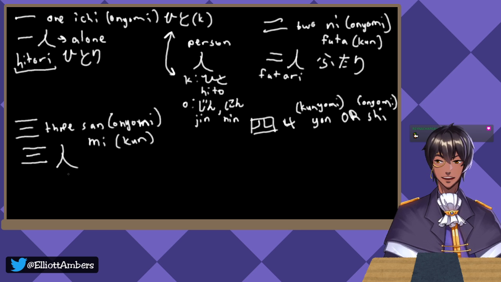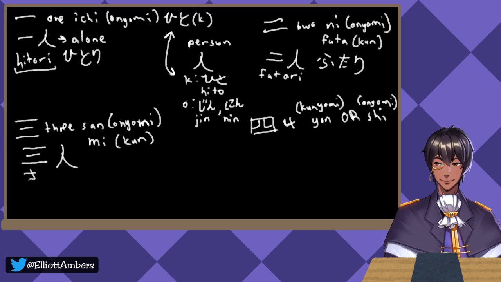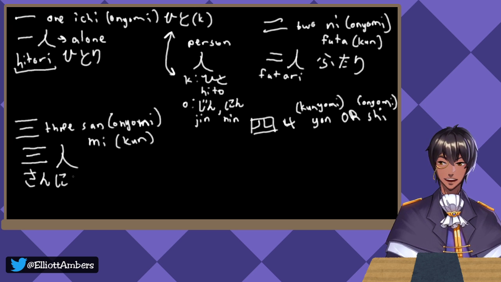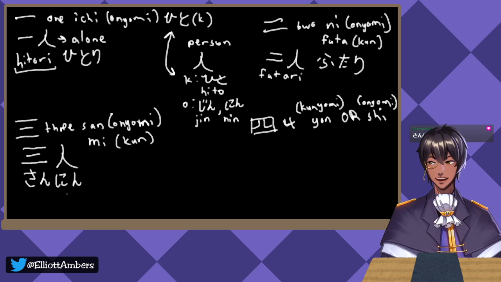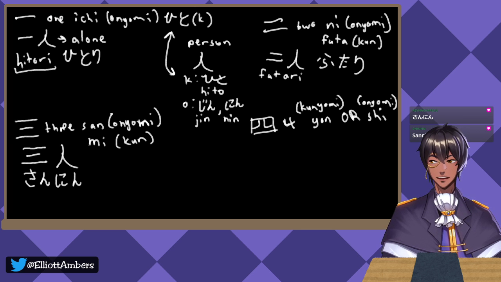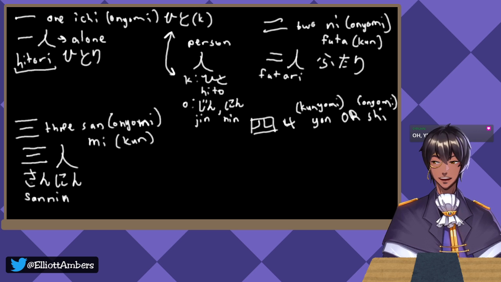3 people. 3 people is san nin. And you can actually see where that comes from. It actually uses the idea that we usually use, the onyomi of both. San nin. San is onyomi for 3. Nin is onyomi for people, person. So it's san nin. That's the 3 legendary ninja. The 3 san nin.